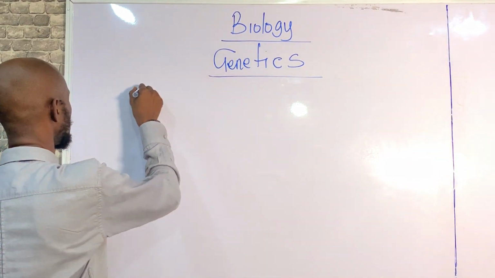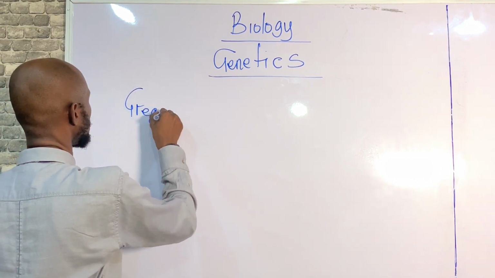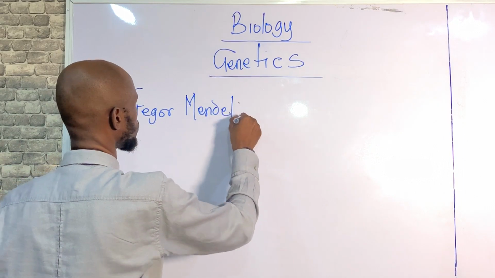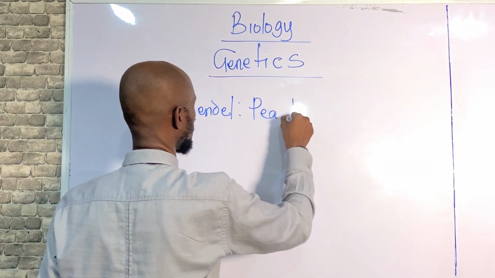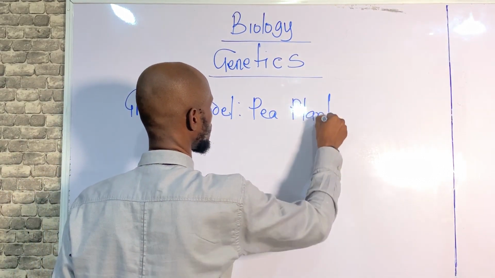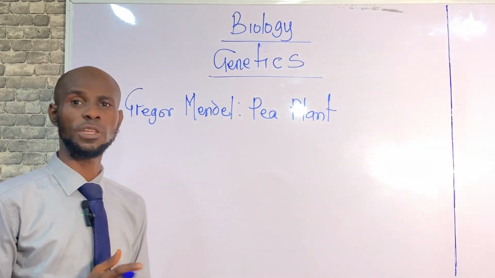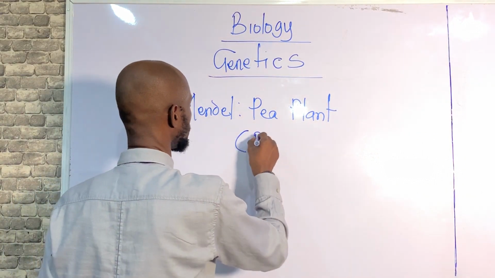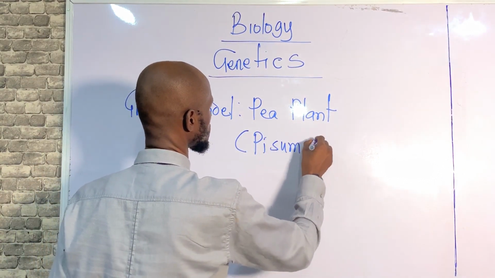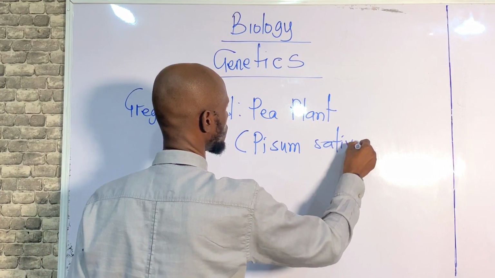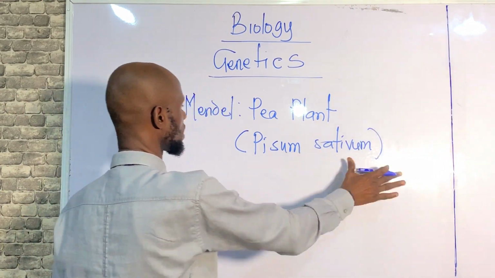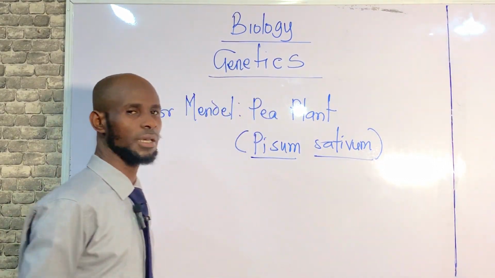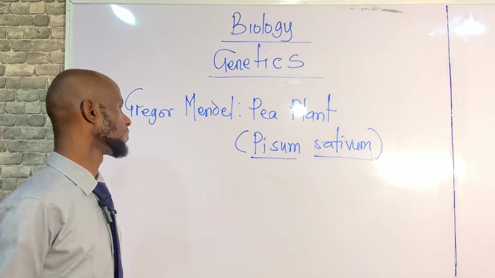We said that Gregor Mendel, who is the father of genetics, chose the pea plant. Okay? And the scientific name for the pea plant, you can see that in objective questions, is Pisum sativum. Once you practice this 10 times, you're going to memorize it. Pisum sativum. For the last time, Pisum sativum.